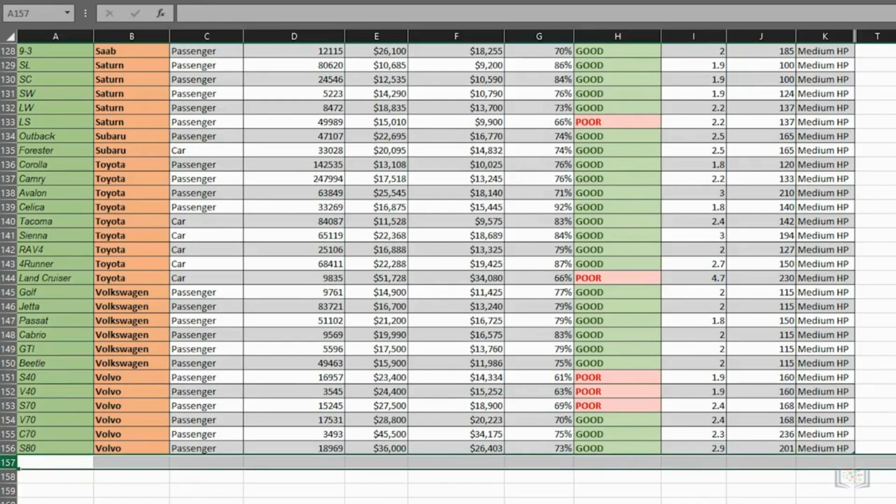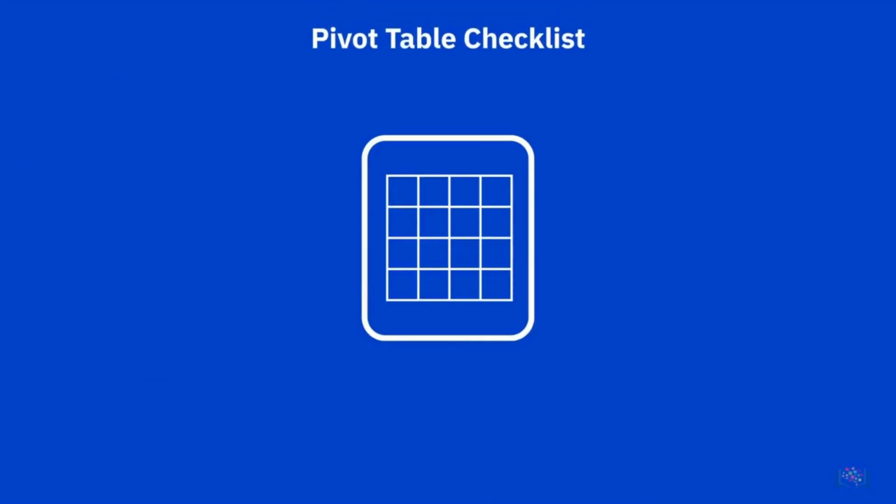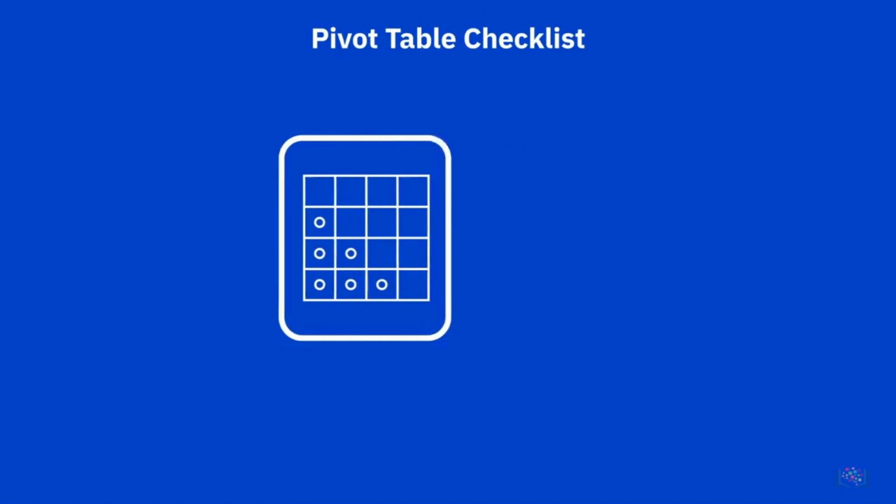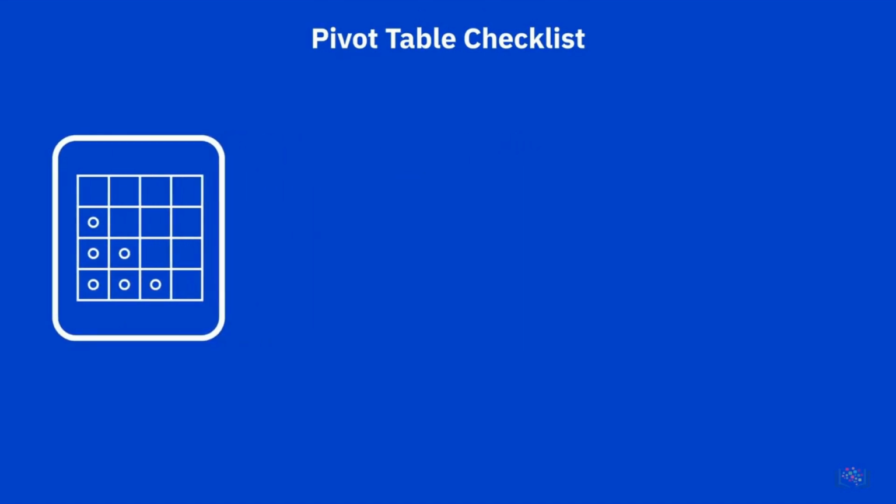Okay, now let's see how to create a basic pivot table and how to use fields to arrange data in a pivot table. Just before we do that, there are a few things you should use as a checklist to ensure your data is in a fit state to make a pivot table from. And these are: format your data as a table for best results.